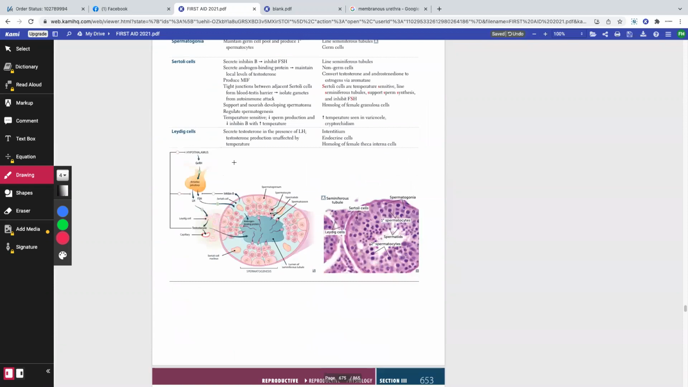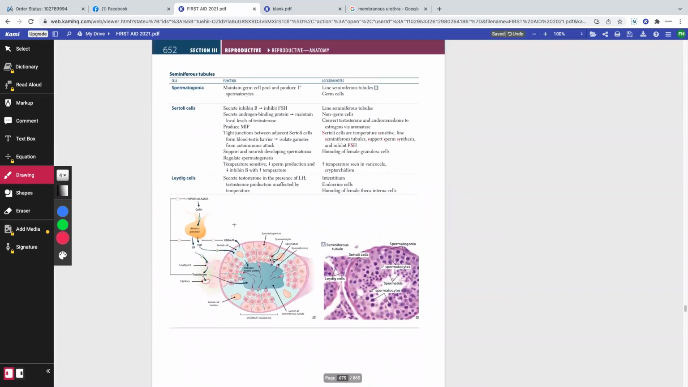Okay, now let's move forward to the structure of the seminiferous tubule. Is everyone ready? Yes or no? Fast answers, please.